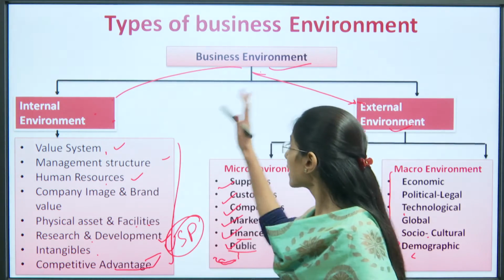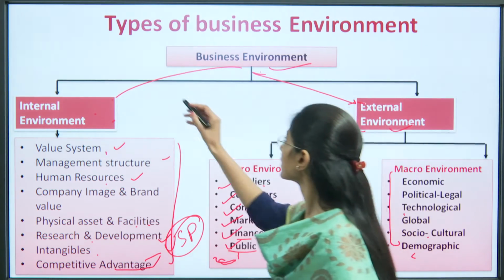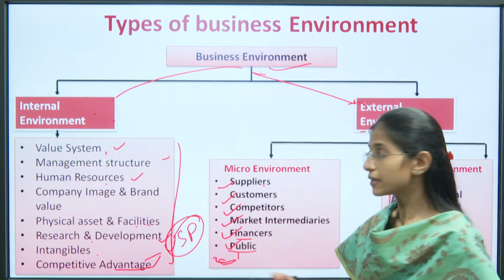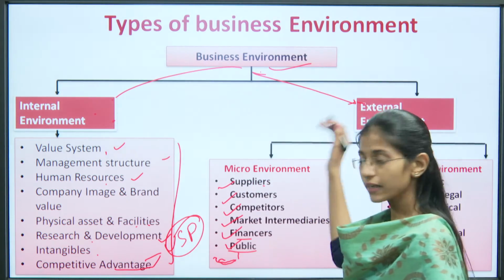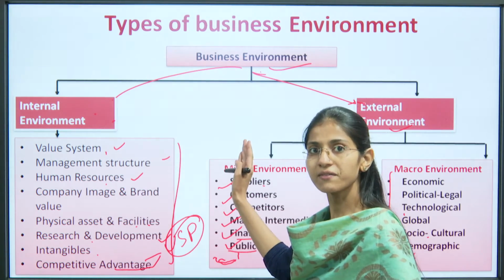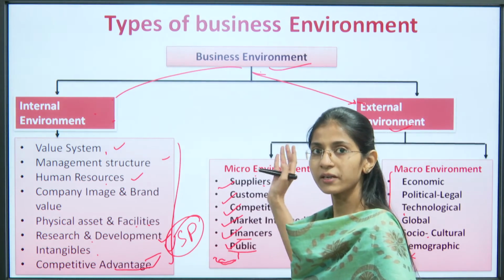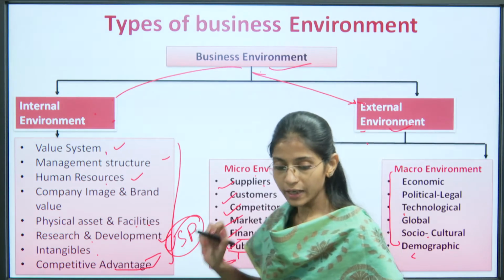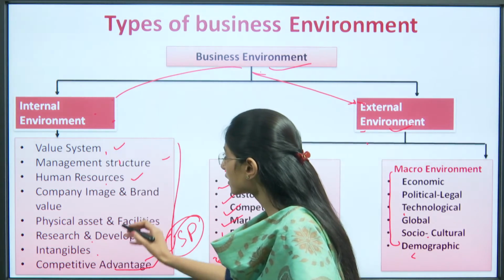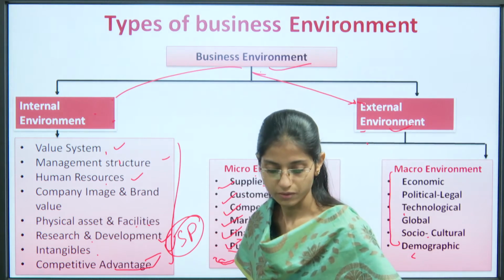So, this chart is actually telling in brief about the types of business environment: internal and external. Under internal, we have seen the components. External is again divided into two parts: micro environment and macro environment. And now we will see the factors which come under the internal environment.